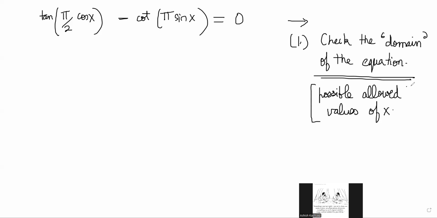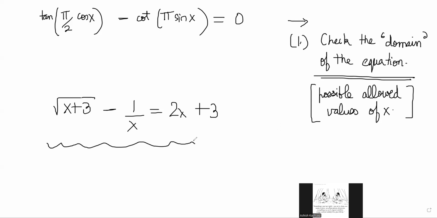Not all the time will your equation be valid for any x. For example, if I give you an equation like this, root x plus 3 minus 1 by x is equal to 2x plus 3. Do you think any x is okay in this equation? No, sir. Which x is allowed, which x is not allowed? Sir, x cannot be 0 here, and x cannot be smaller than -3 here. x plus 3 should be greater than or equal to 0, right?